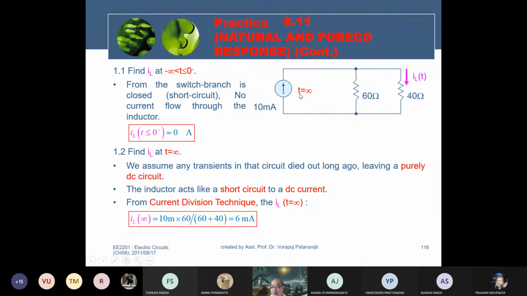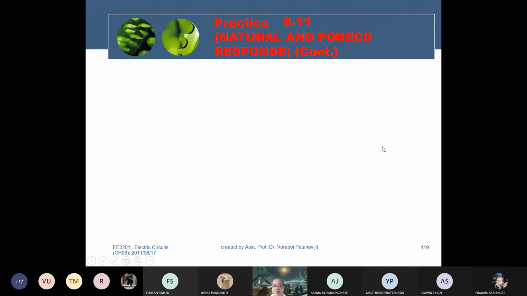IL equals the total current flow, 10 milliamp, multiplied by the resistance in the other branch, the 60 ohm, divided by the sum of them. The sum is 60 plus 40. Therefore, the inductor current at time infinity equals 6 milliamp. Next, determine the inductor current for time greater than 0.